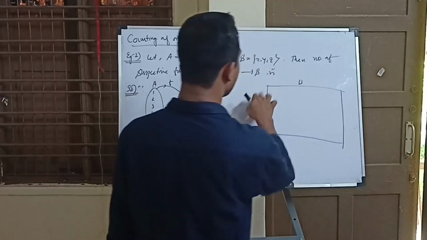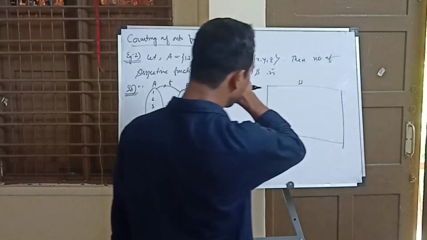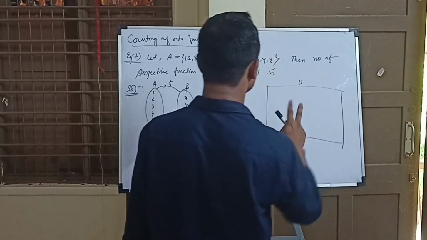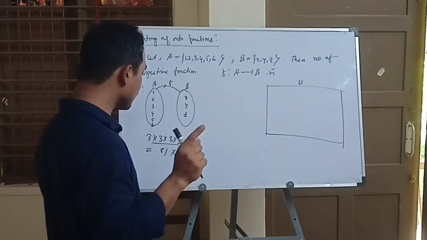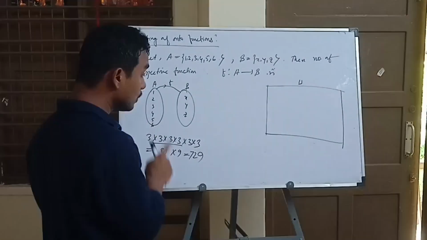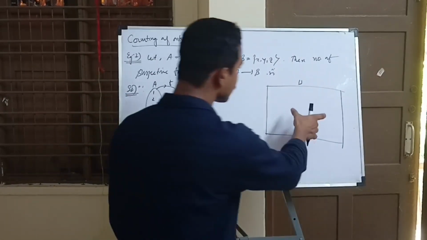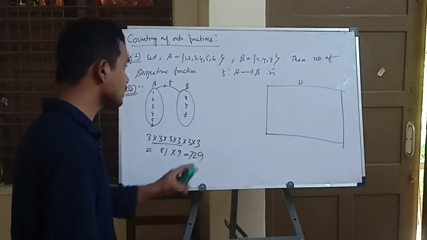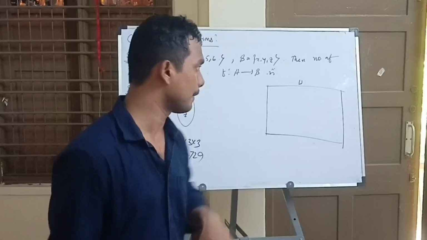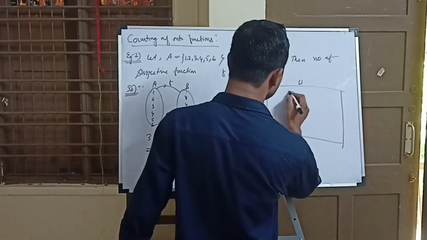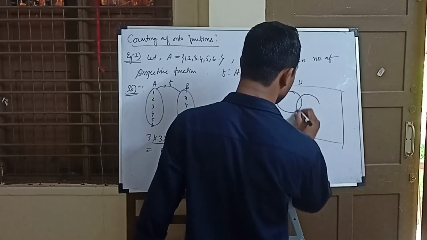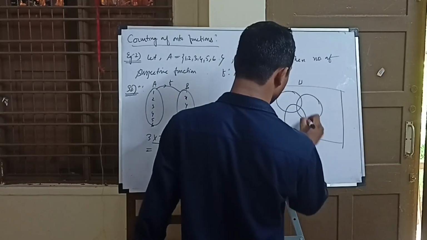Solve these questions with the help of set theoretical concept. This is U. U is the universal set. Universal set means the possible numbers of functions. The collection of possible numbers of functions is the universal set here. Suppose this is a set A, this is a set B, this is a set C.